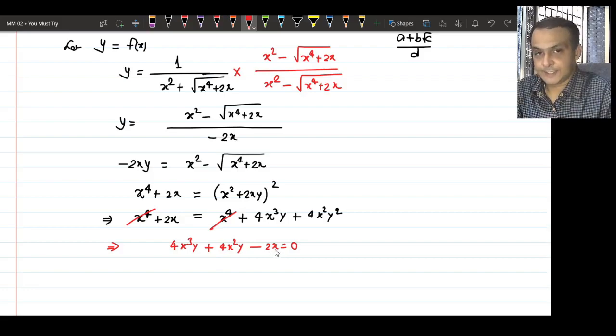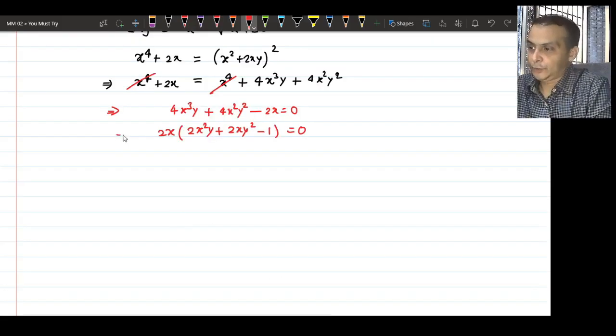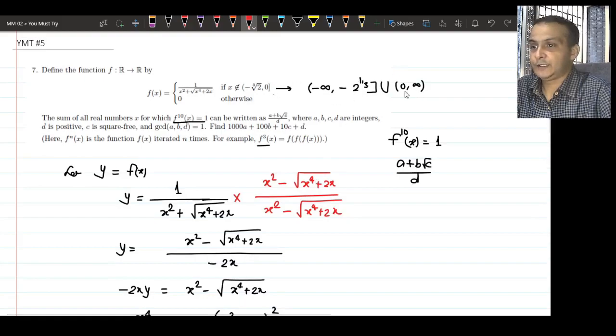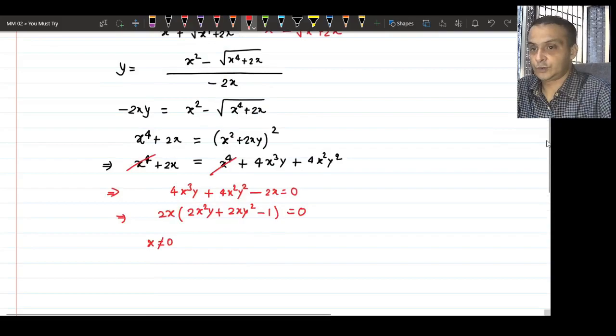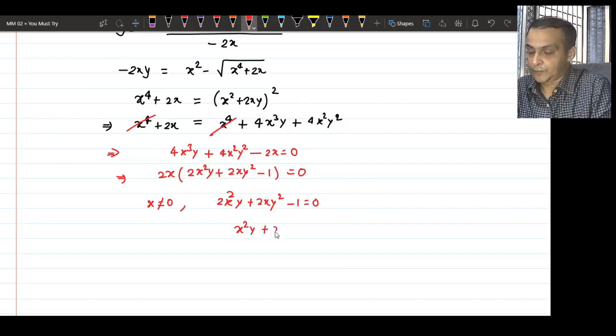Now you see, each term has an x, so we can take x as a common factor, also with 2. So we'll have 2x squared y plus 2xy squared minus 1, and here that'll be 1. And now you see, x cannot be 0. Why so? Because x does not belong to this interval, meaning 0 is not included. It means if x is not equal to 0, the only possibility for the product of these two factors to be 0 is if this term is 0. So 2x squared y plus 2xy squared minus 1 is equal to 0, and that will give you x squared y plus xy squared is equal to half.